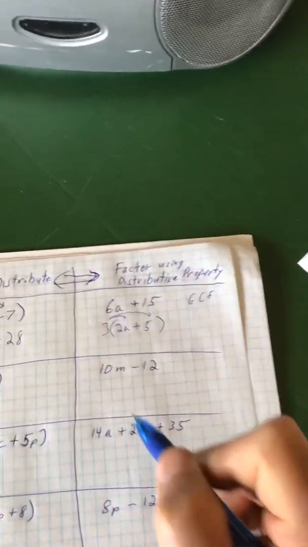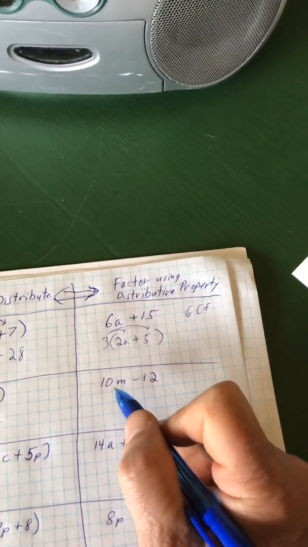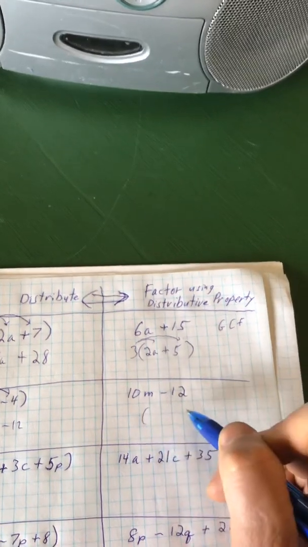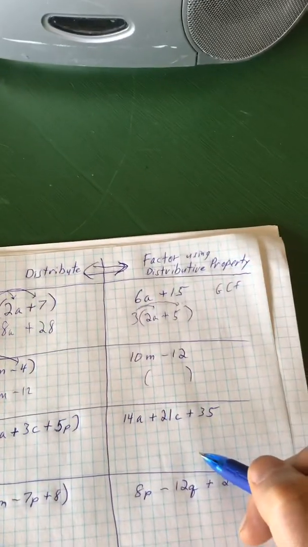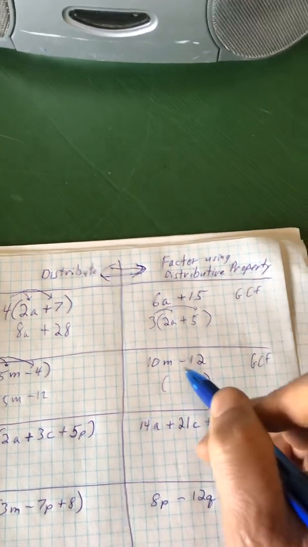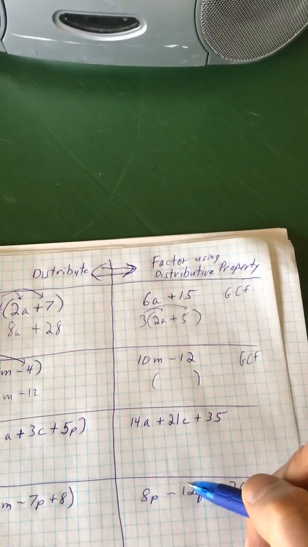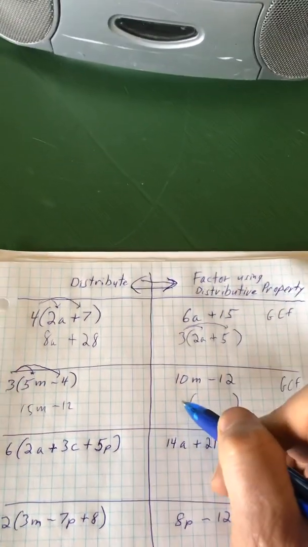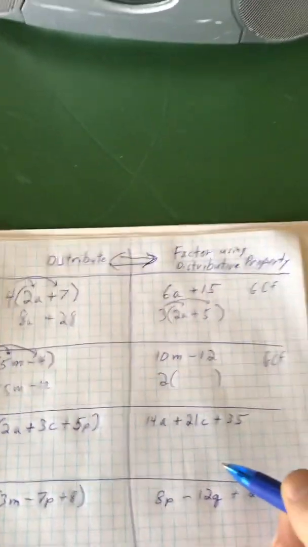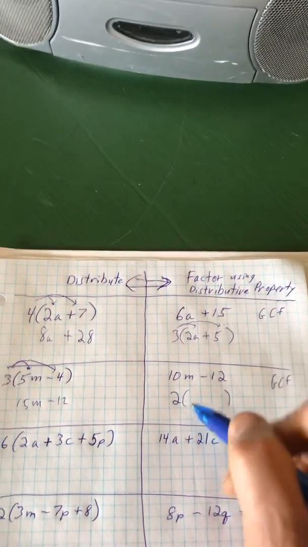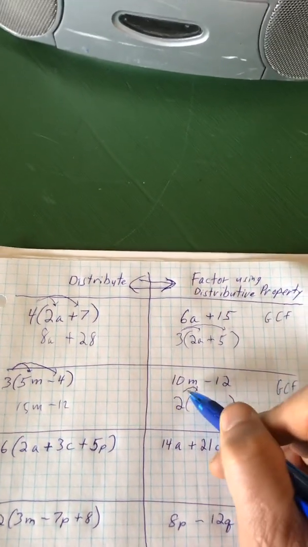Now over here, go ahead and write down this expression. Here you have 10m minus 12. And we're going to factor using the distributive property. So find your GCF. What's your greatest common factor for both of those? And the biggest number I can divide both of those by is 2. That goes there. And if you divide that by 2, or think 2 times what is 10m?